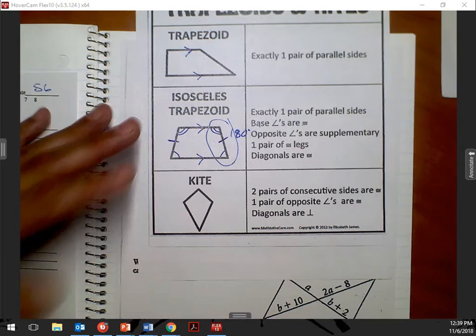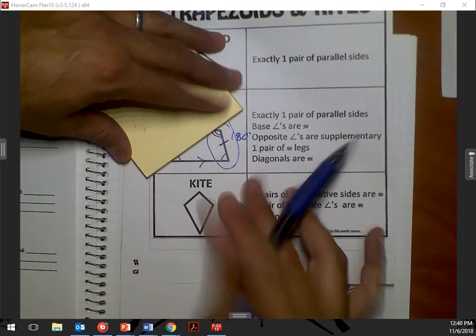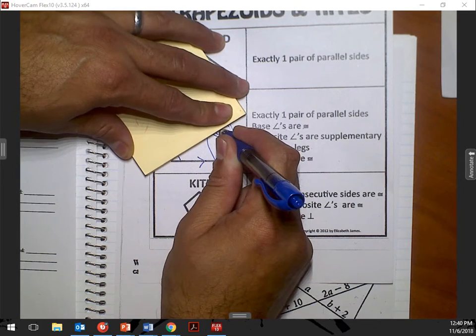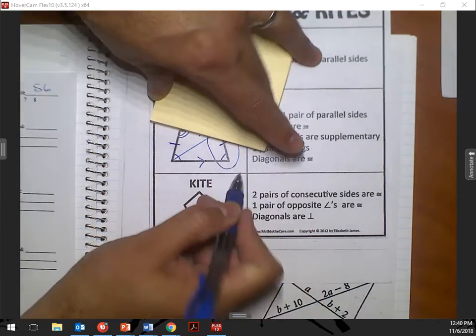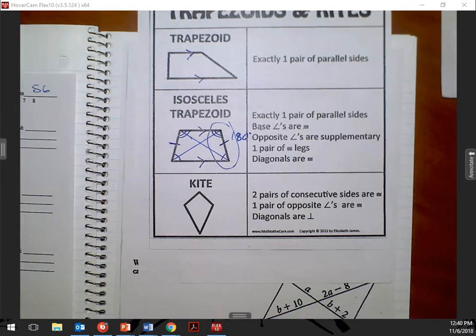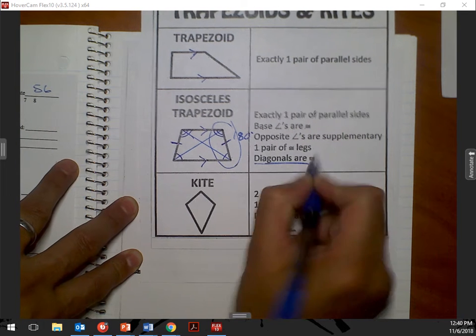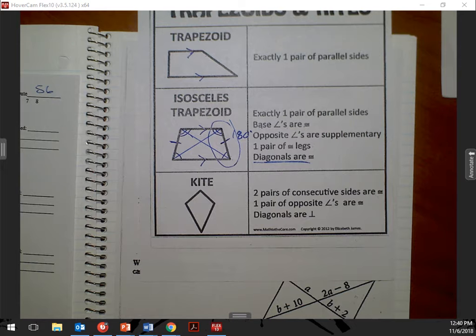So I'm going to go ahead and draw my diagonals. So, diagonals are congruent. Diagonals are the ones that go all the way across.